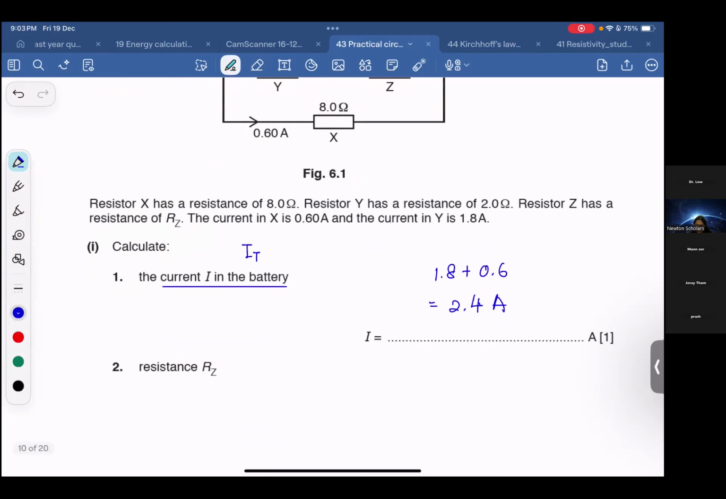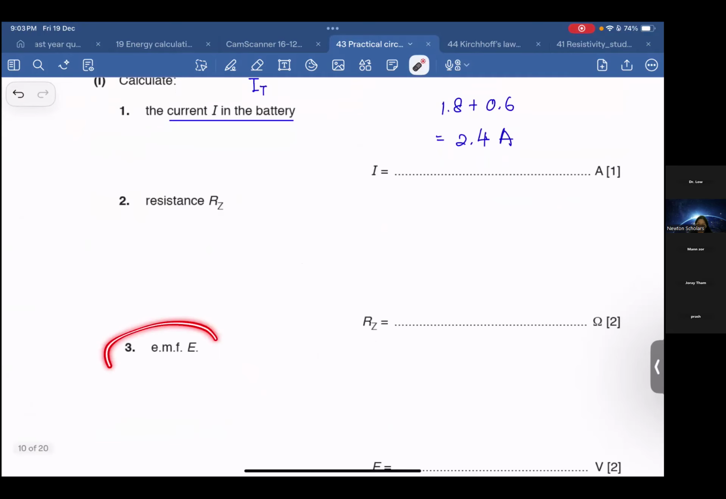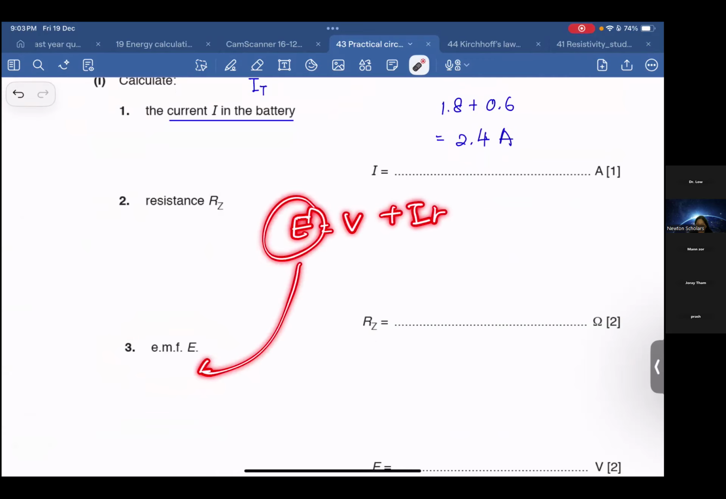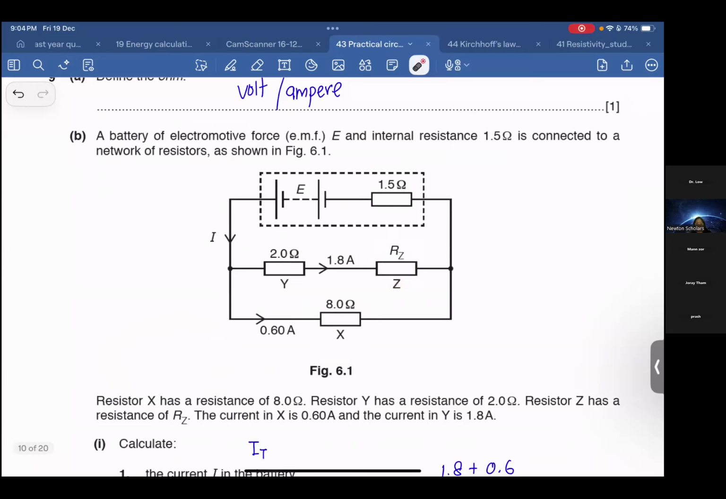Okay, here, what is your resistance RZ? Can you try to do the calculation? What is this resistor? Think how you find this resistor. You cannot use the formula E equals V plus IR because E is unknown, and the third question is asking you to find E. That means we are not yet using the formula E equals V plus IR. This one is finding it here. So you have to think how we find this resistor Z.